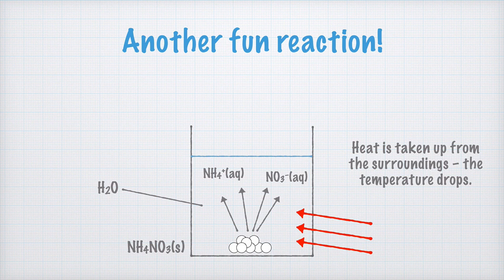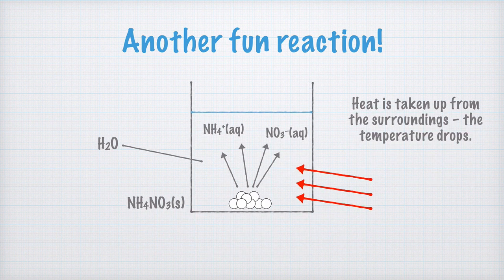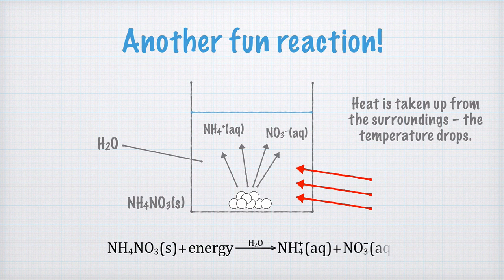In this case, when we describe what happens in the reaction with the reaction formula, we must add energy to the solid ammonium nitrate for the reaction to take place. Just like before, we write H2O above the reaction arrow and aqueous ammonium and nitrate ions form.